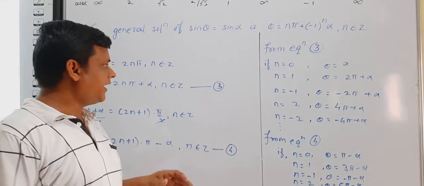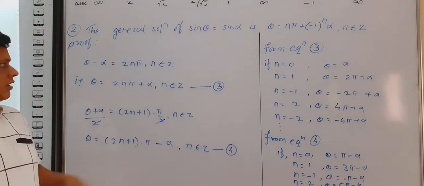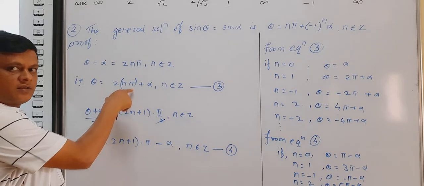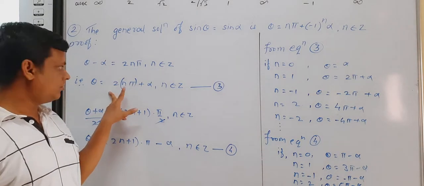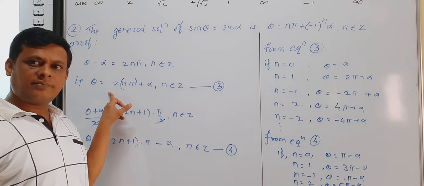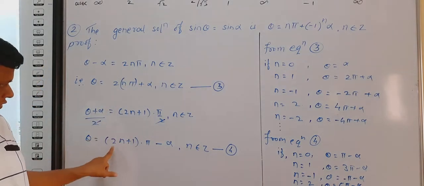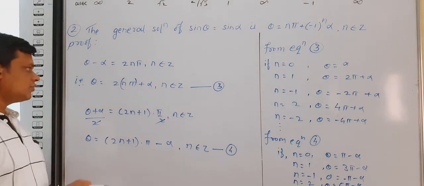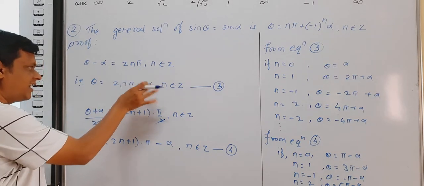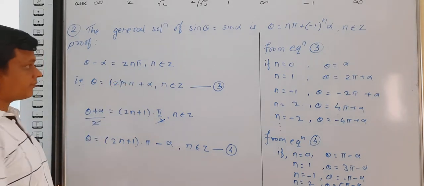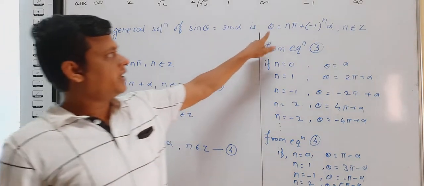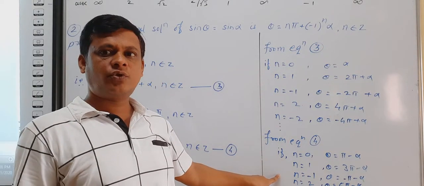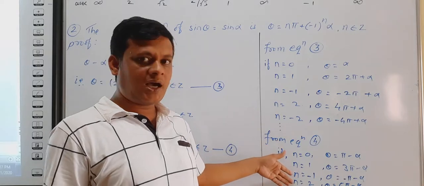Or you can directly say from equations 3 and 4 also. Observe this term, twice n pi. 2 is an even number, so it is of the form even multiple. Now see the term twice n plus 1, so this pi is an odd integral multiple. So from this we can write directly from equations 3 and 4 theta equals n pi plus minus 1 raised to the power n into alpha. Why we write this? This is for your convenience, to see how the formula arrives.